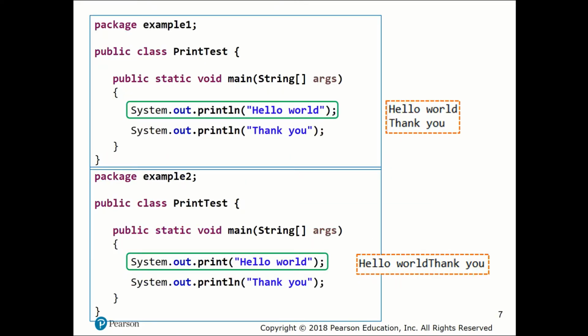Let's see more examples. This is exactly the same example. In the first example, println. So Hello World and Thank you are printed in two lines like this. And this is print and println. This means that after printing out Hello World, do not press enter. So Hello World and Thank you are printed in one line.